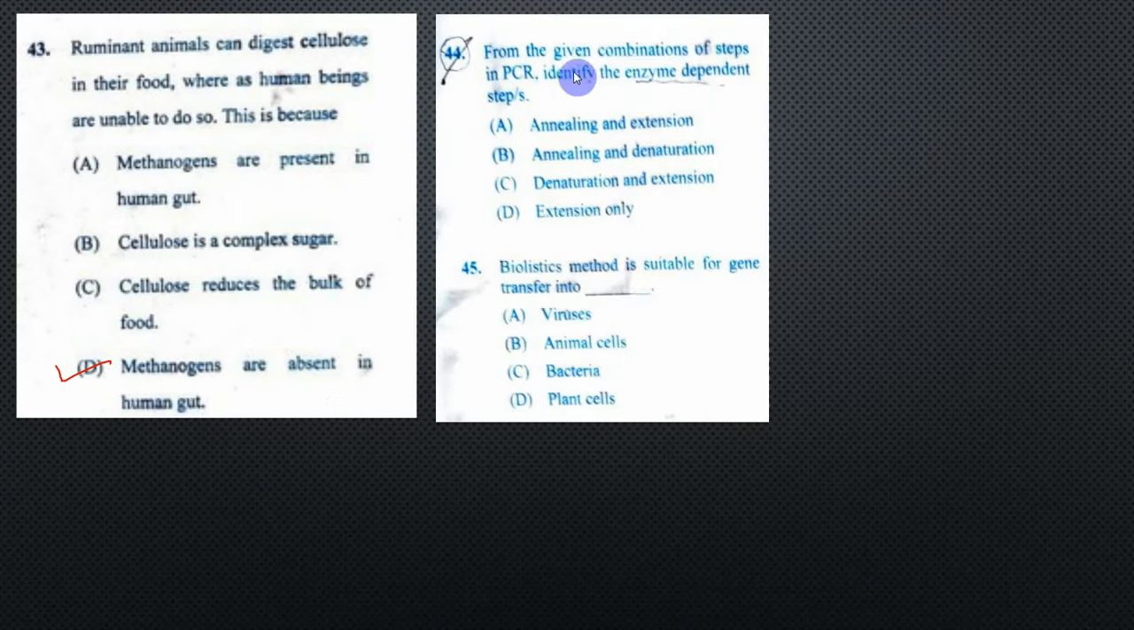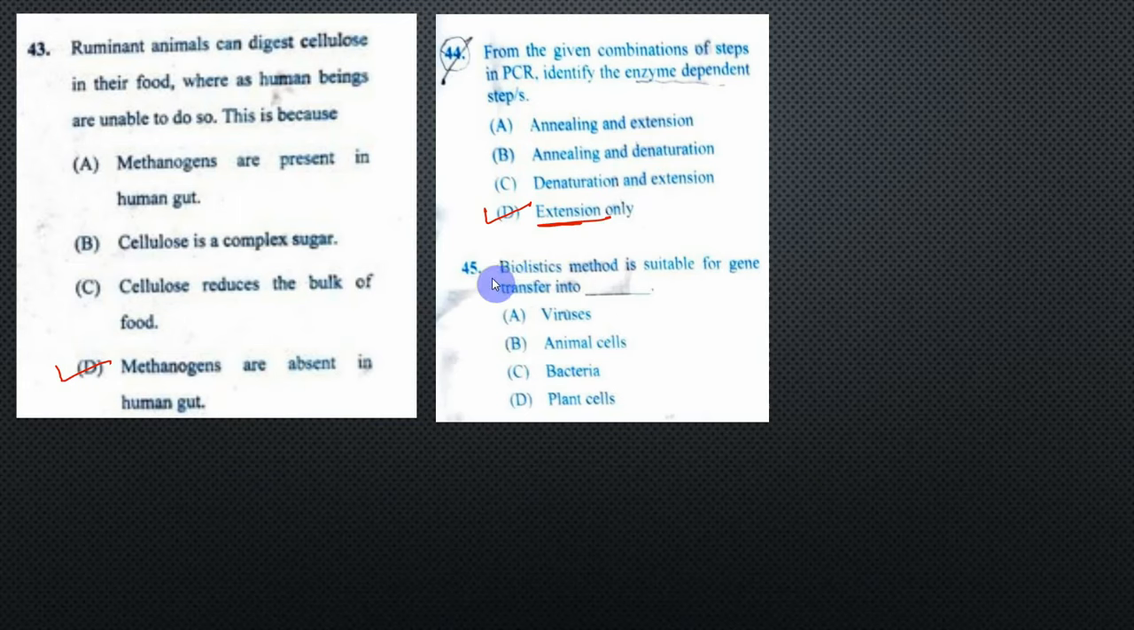Now moving on, from the given combination of steps in the PCR, that is the polymerase chain reaction, identify the enzyme dependent step or steps. A is annealing and extension, B is annealing and denaturation, C is denaturation and extension, D is extension only, right? Annealing and denaturation are basically independent of enzyme process. These steps do not require enzymes actually. It is only the extension, that is the synthesis step, that requires the enzyme, that is the Taq polymerase, and hence the right option for this is extension only.